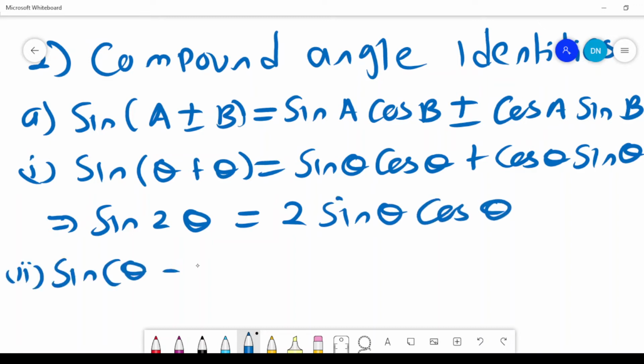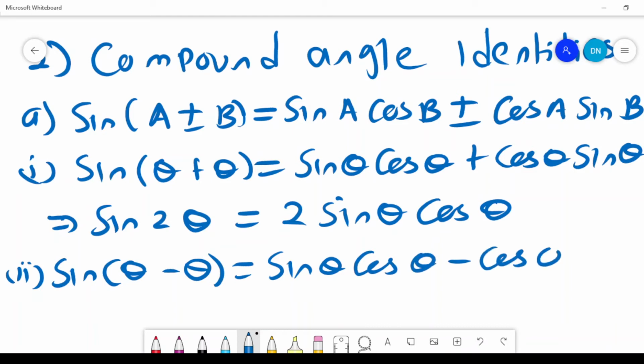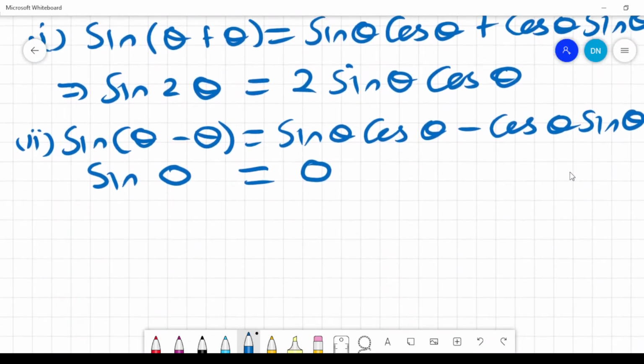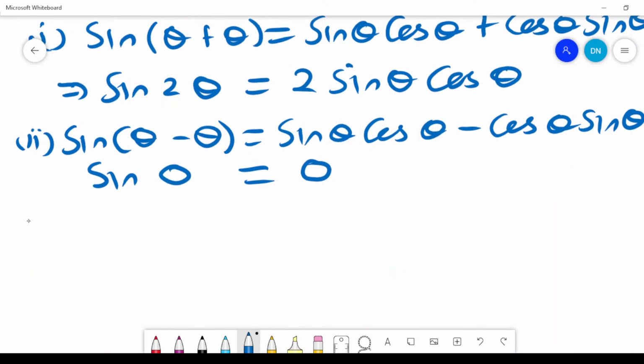Now, theta minus theta gives sine theta cos theta minus cos theta sine theta, and therefore the sine of 0 would also be equal to 0. And we know that the sine of 0 is actually equal to 0. So that is for the sine. What about the cosine?